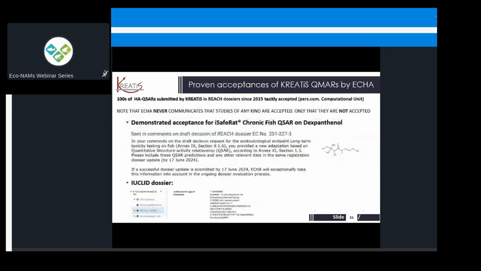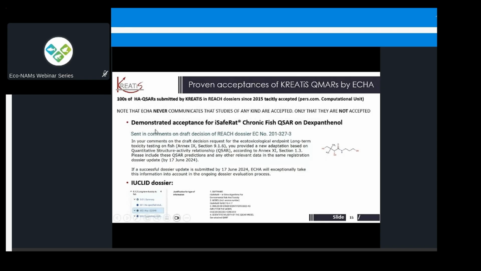I get this question a lot: do the authorities accept our QSARs? It's very difficult to get proof of acceptance because typically they are tacitly accepted. But I have had some indication from personal communication that they have been accepted. Many of them have been accepted, but ECHA never communicates that studies of any kind are accepted, only that they are not accepted. We haven't had any rejections since 2015, so we are fairly confident that they are being accepted.